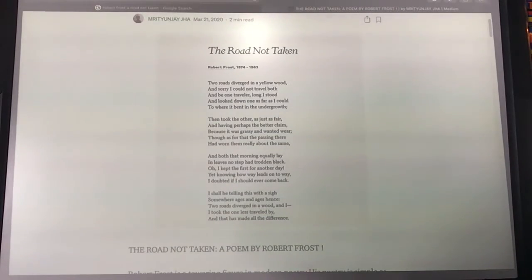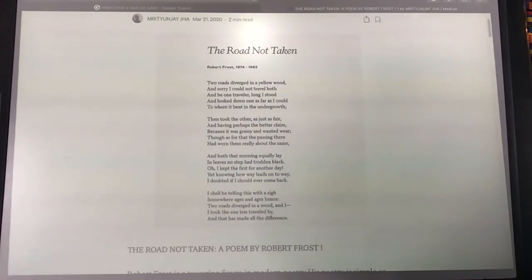Two roads diverged in a yellow wood, and sorry I could not travel both and be one traveler, long I stood, and looked down one as far as I could, to where it bent in the undergrowth. Then took the other as just as fair, and having perhaps the better claim, because it was grassy and wanted wear, though as for that the passing there had worn them really about the same. And both that morning equally lay in leaves no step had trodden black.